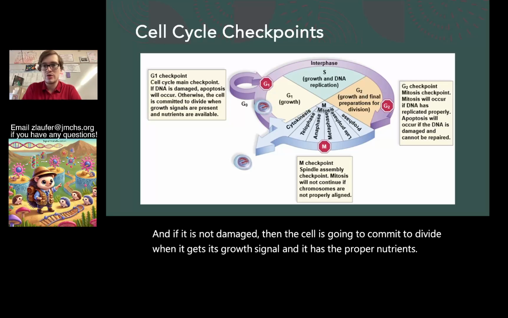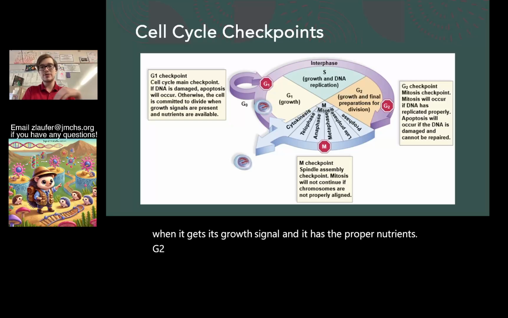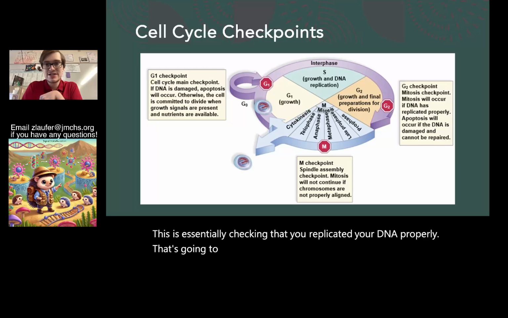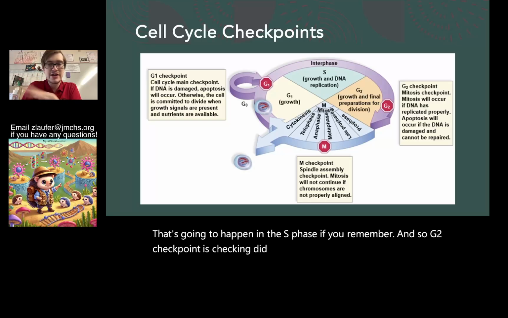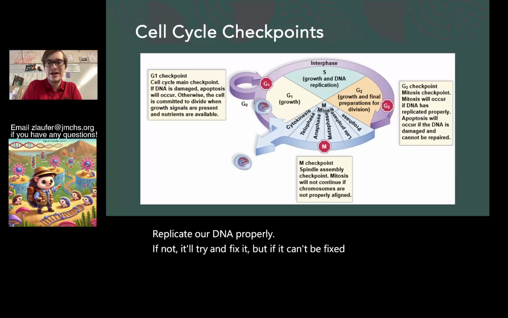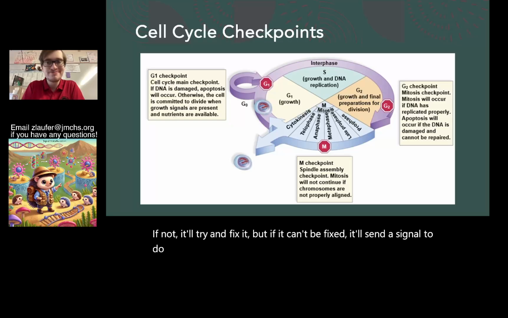G2 checkpoint. This is essentially checking that you replicated your DNA properly. That's going to happen in the S phase, if you remember. And so G2 checkpoint is checking, did we replicate our DNA properly? If not, it'll try and fix it. But if it can't be fixed, it'll send a signal to do apoptosis and kill the cell.